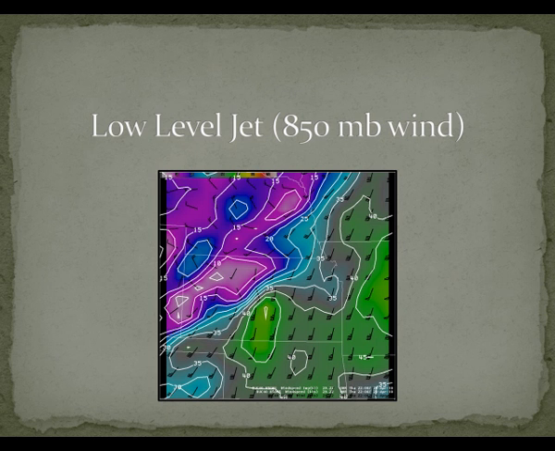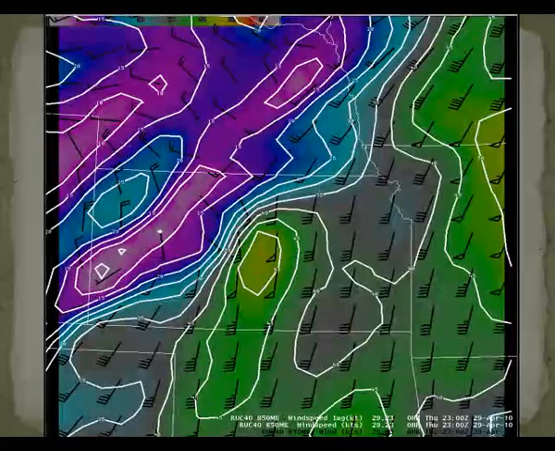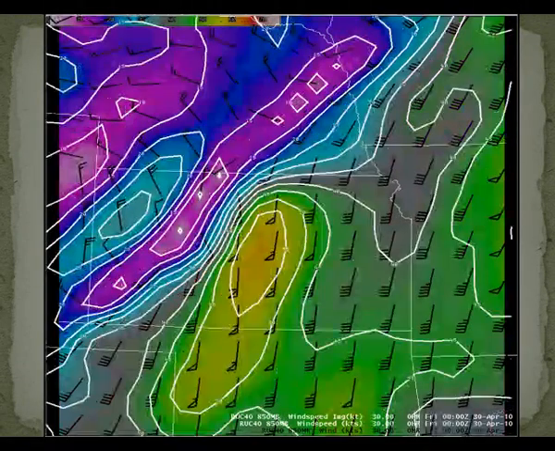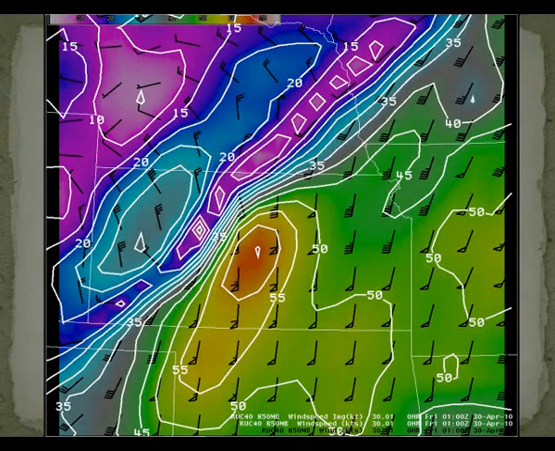Quickly, we'll take a look at the low-level jet at 850 millibars for this event. As the day progresses, we see that the 850 winds will keep a southerly direction to it, but will increase to around 40 to 50 knots by 0Z. This increase in low-level winds will help increase the low-level wind shear and associated low-level SRH as the evening progresses.